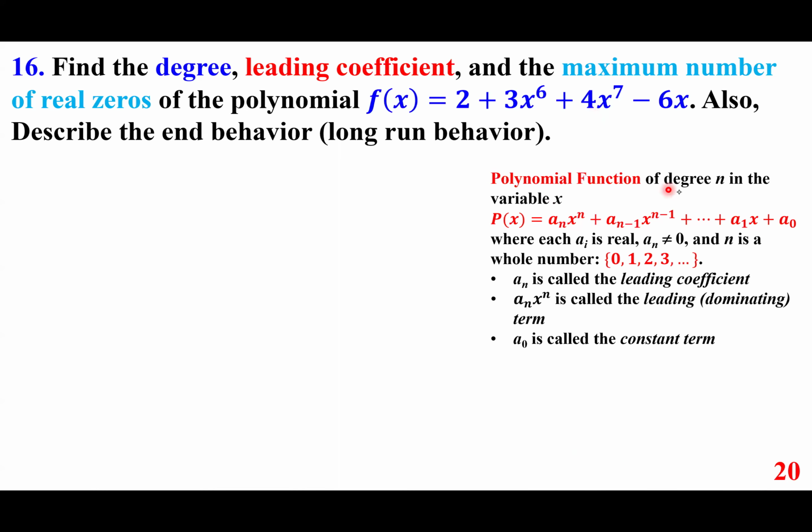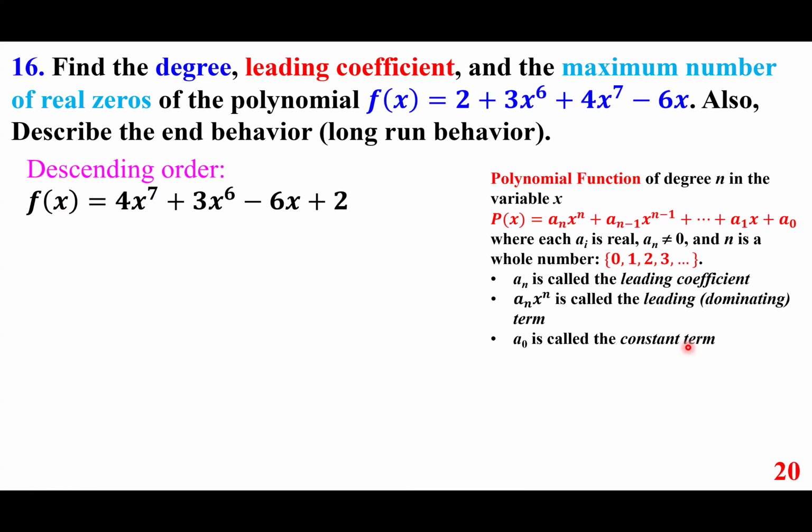Polynomial function of degree n in the variable x. P of x is a sub n x to the power of n all the way to a sub 0, where each a sub i is real. A sub n can't be 0, and n is a whole number, 0, 1, 2, 3 to infinity. A sub n is called the leading coefficient. A sub n x to the power of n is called the leading or dominating term. A sub 0 is called the constant term.